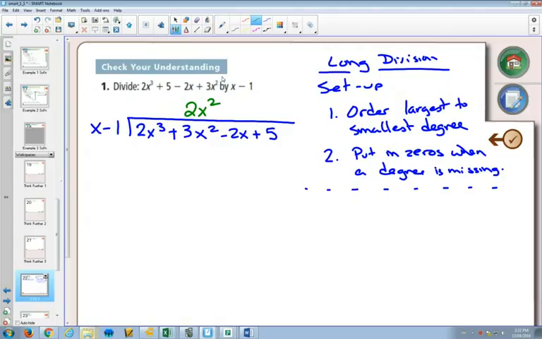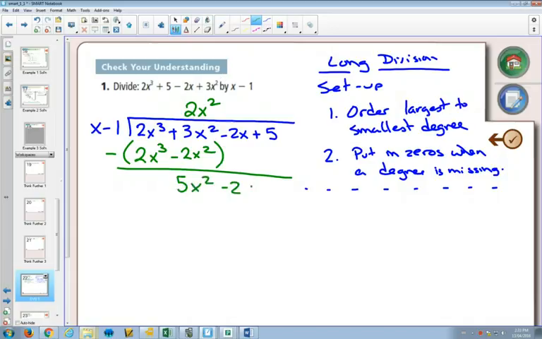And then we multiply 2x squared times x minus 1, just like you did with regular long division with numbers. When I multiply 2x squared times x minus 1, I'm going to get 2x cubed, and 2x squared times a minus 1, minus 2x squared. In regular long division with numbers, you then subtract it. So we're going to do the same thing with polynomials. We're going to put this in brackets and subtract it. 2x cubed minus 2x cubed will be 0. But 3x squared minus a negative 2x squared will give us 5x squared. And the other numbers you can just bring down, because you're basically subtracting nothing from those columns, so they would stay that way.